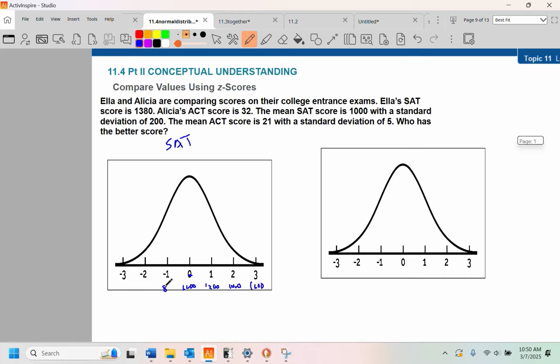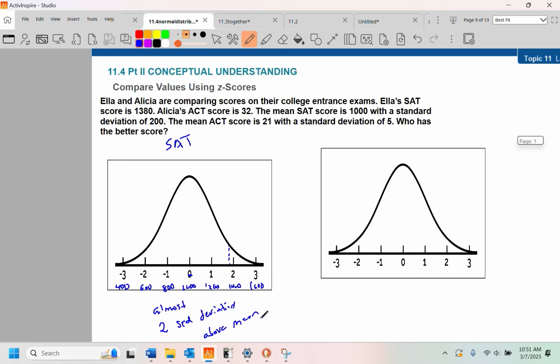And if I work my way left, I'd take away 200 from 1,000, take away 200 from 800, take away 200 from 600. Let's see here. Ella's SAT score is 1,380, which would lie somewhere around right here. All right. So I can tell that Ella is almost, but not quite, 2 standard deviations above the mean.